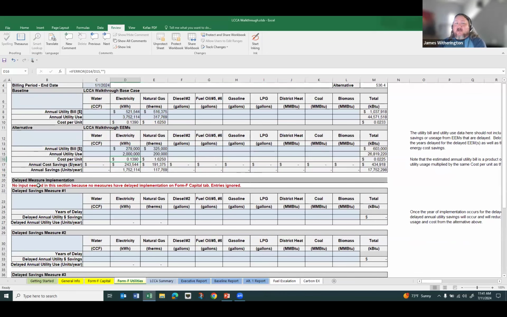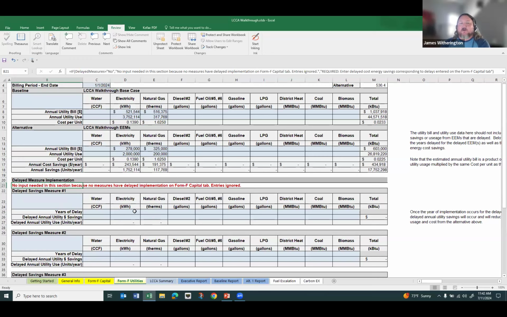For delayed measure, like I mentioned, this is not currently functioning the way it's intended, so we are working on this and want to get a fix out as soon as possible. But if you do have years of delay, this will actually send you a little red notice here. In this case, it says there's no input needed because there are no years of delay. However, if there are, this will also give you a red notice and tell you that you need to include your delayed annual utility savings.